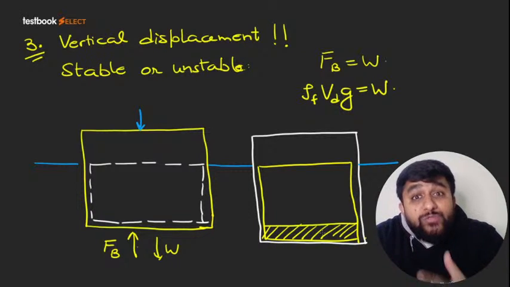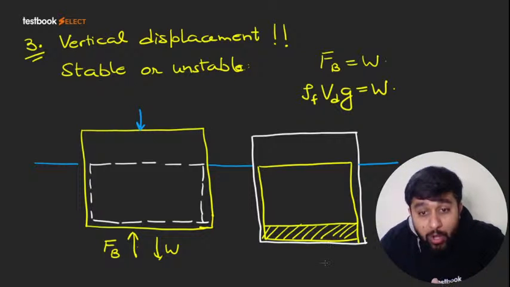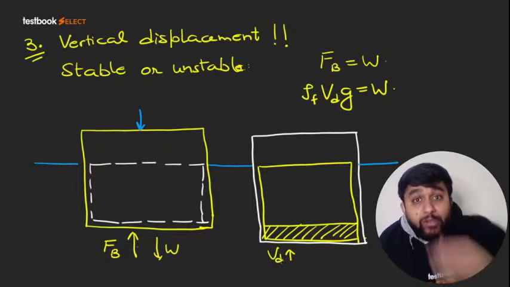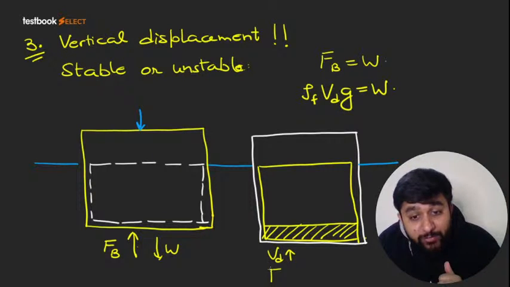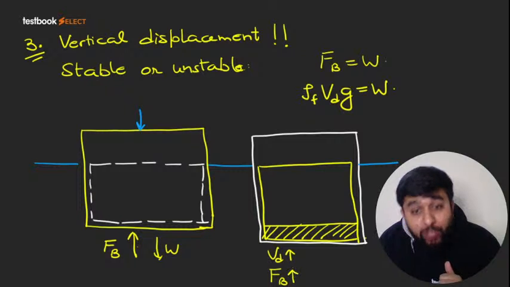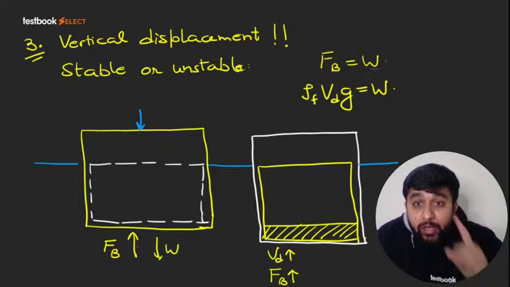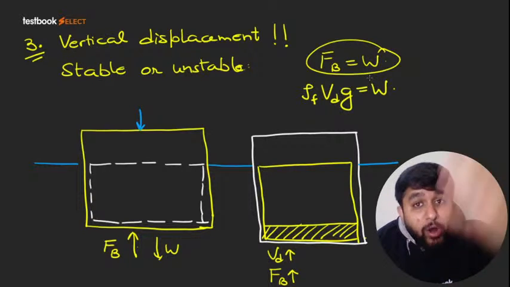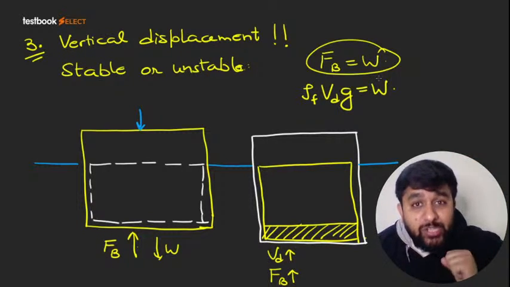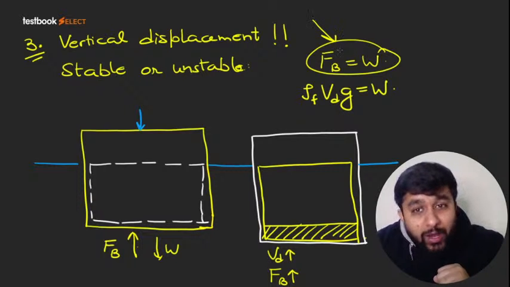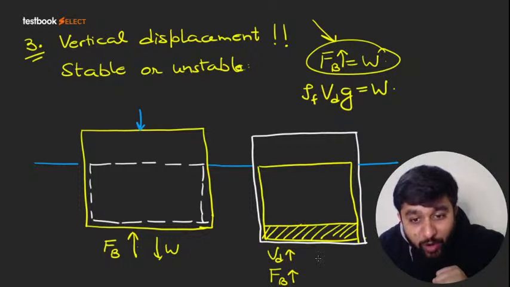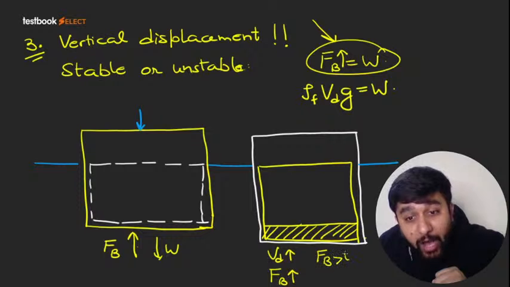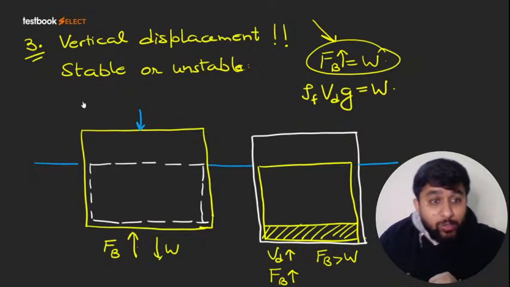Initially, the buoyant force was equal to the weight. But now the volume of displaced fluid has increased because the body has gone down a little. If the volume of displaced fluid has increased, the buoyant force will also increase. Whether you take the body down or up, the weight of the body will remain constant. So initially these two were equal. Now this value has increased. So what will happen? Buoyant force will become greater than weight. So now what will happen?